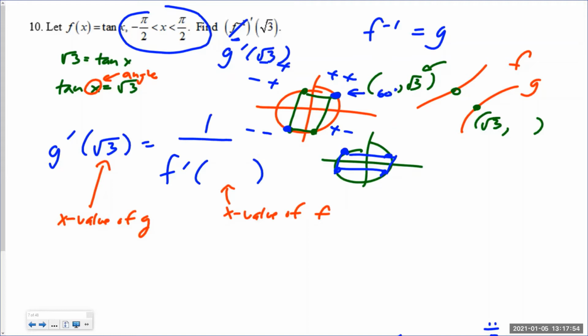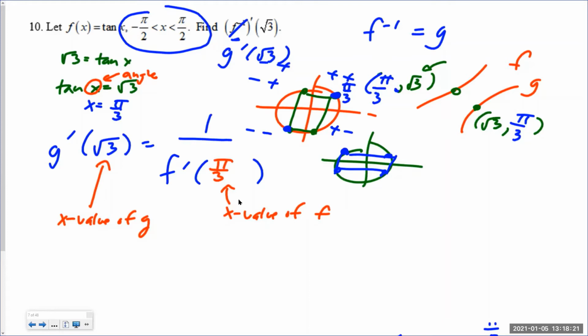It's 60 degrees. What is that in radian land? Pi over 3. So this is actually pi over 3. All right, so this angle here is pi over 3, which means this x here is equal to pi over 3. This is the x value of my f. So this over here is pi over 3, this over here is pi over 3, and this over here is pi over 3. This is the x value of my f.